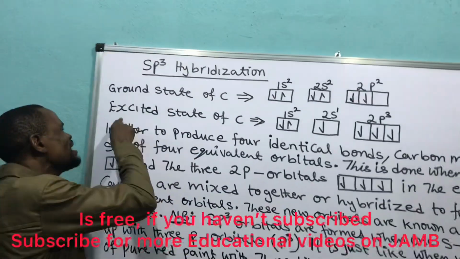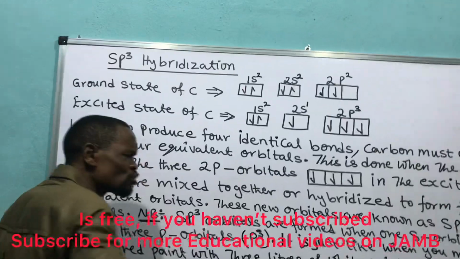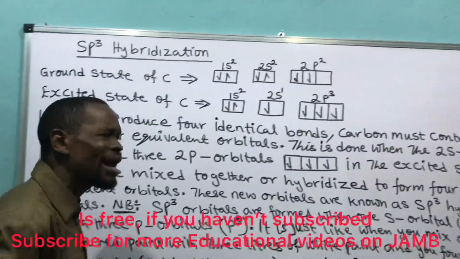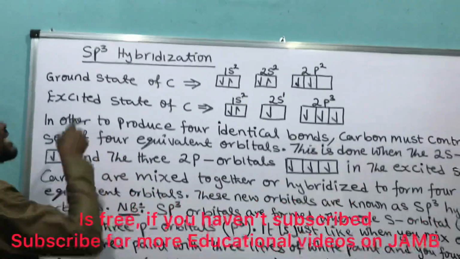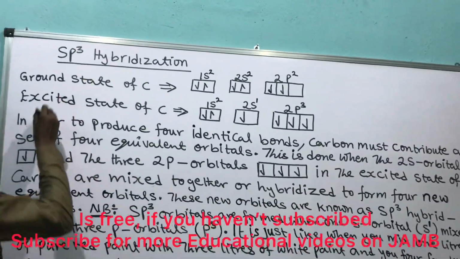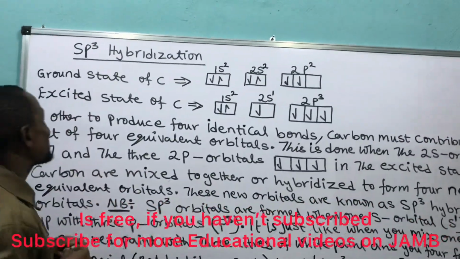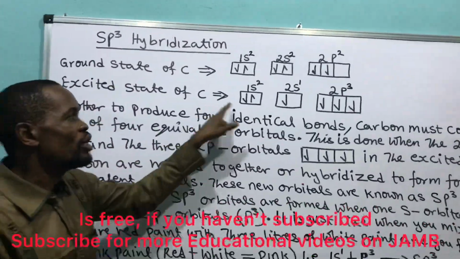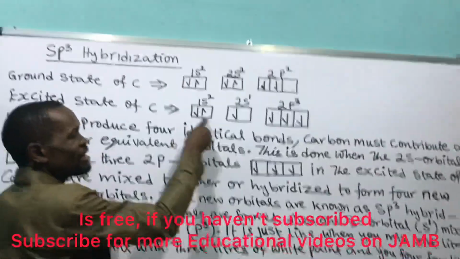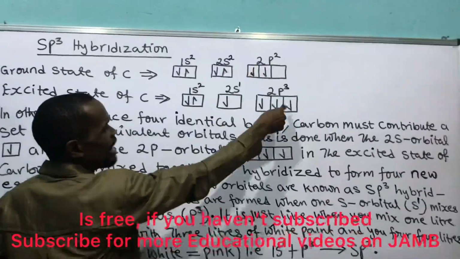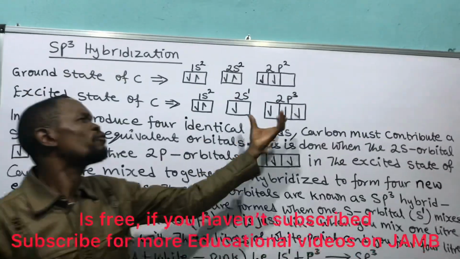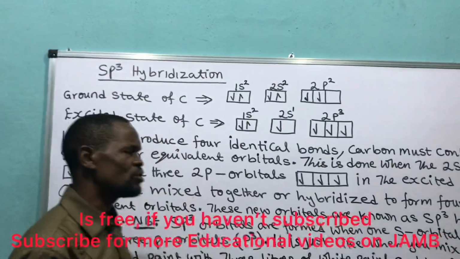Now, when energy is supplied to the atom, why do we supply energy? To excite the carbon atom. When we have excited the carbon atom, we call it what? The excited state of carbon. See, this is the present carbon. One of these electrons will leave and go and fill the 2p orbital.